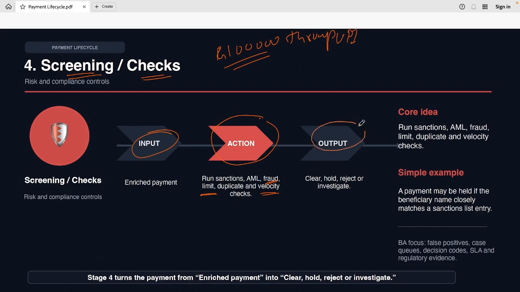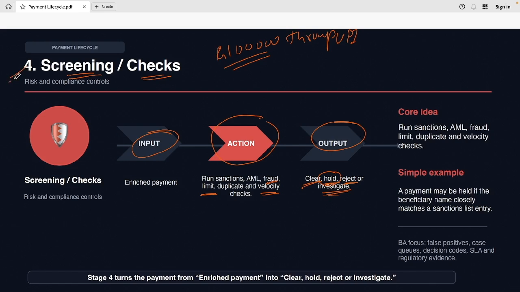Okay, what output do we get from this screening? Based on these checks, the payment may be declared as clear, or may be put on hold, or may be rejected, or even the payment may be sent for investigation. A hold basically means the payment is temporarily stopped until someone reviews it.